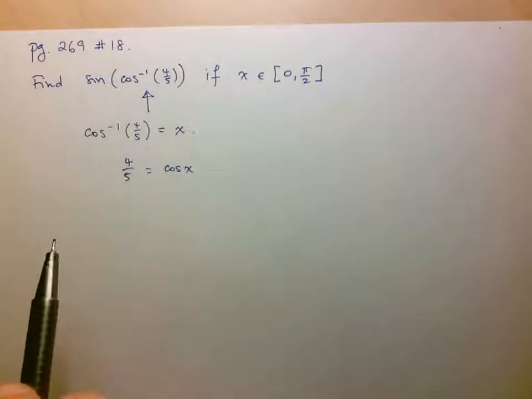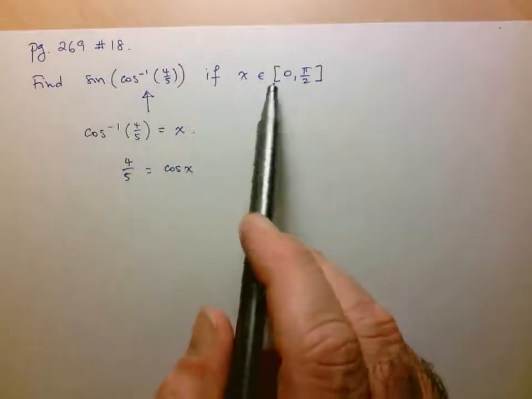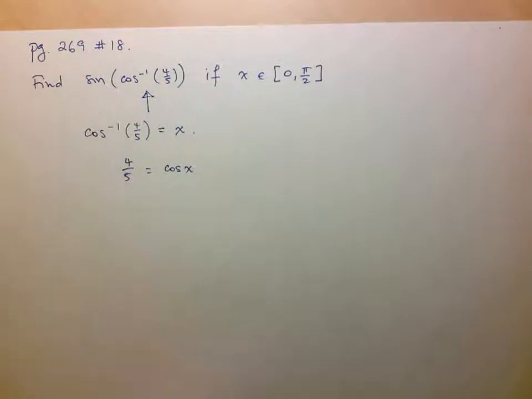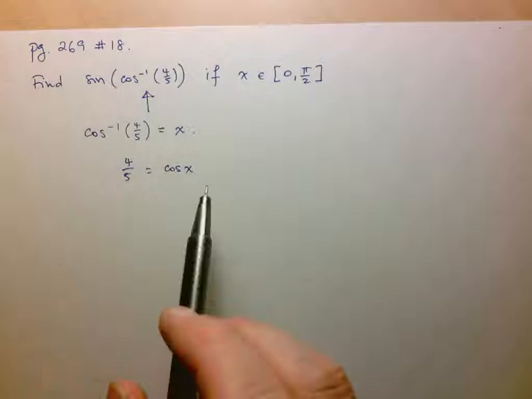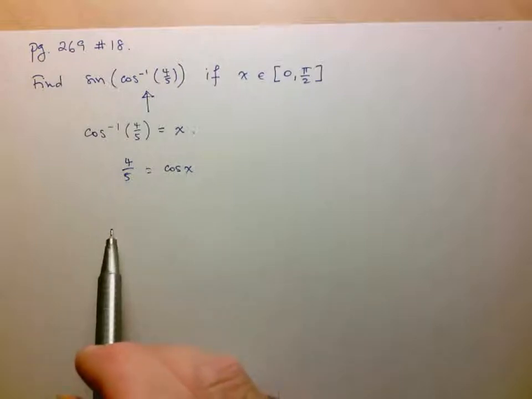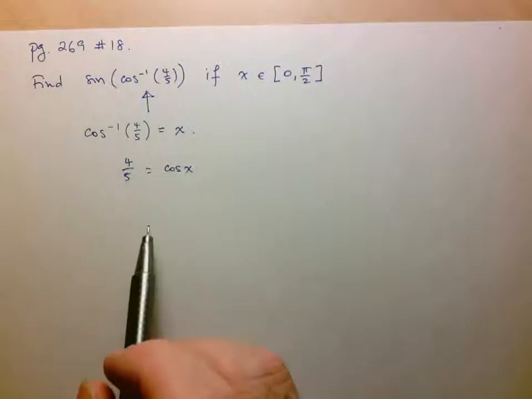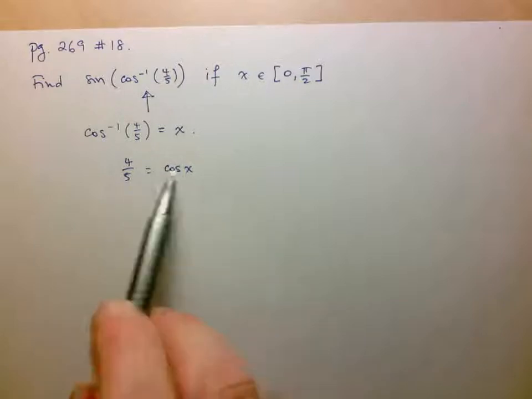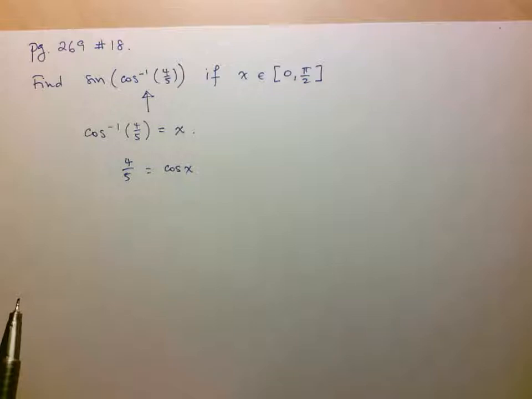This is why we need to be given a quadrant, because there are lots of angles whose cosines are 4 over 5. There'll be an angle in the first quadrant, because that's where cosine's positive, and in the fourth quadrant. And if I go around another 2 pi from each of those, there are infinitely many angles that have the cos value of 4 over 5.